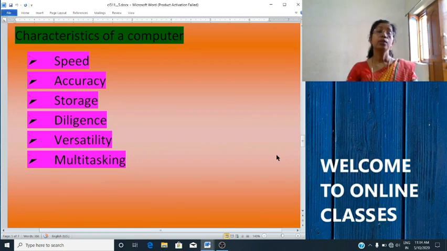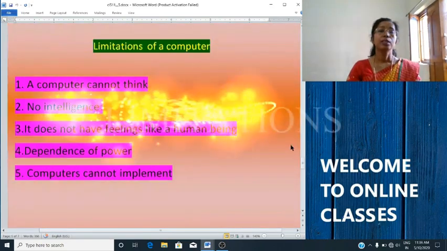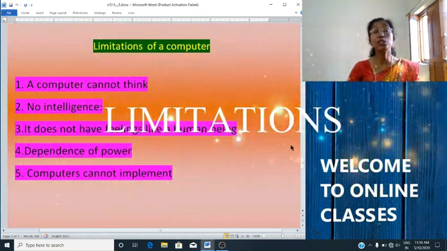Now, we have studied the characteristics of computers. We have studied that a computer is so powerful, a versatile machine, with accuracy and speed, all these things. But it has some limitations also. Let us see what are the limitations of a computer. So, what are the limitations of a computer?